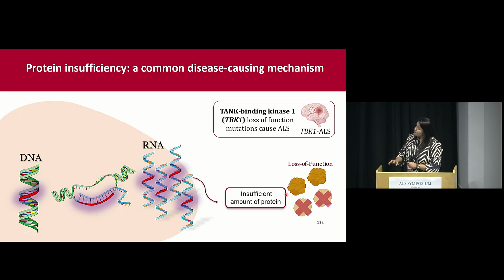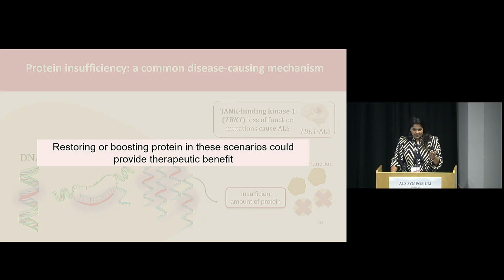And an example of that is a gene which codes for TBK1 has this loss of function mutation where the broad concept is you have only half the amount of protein than what is required for a healthy functionality. So imagine protein insufficiency, if half the amount of protein is the problem, we would assume that restoring or boosting protein to recover that protein might be therapeutic in such scenarios.